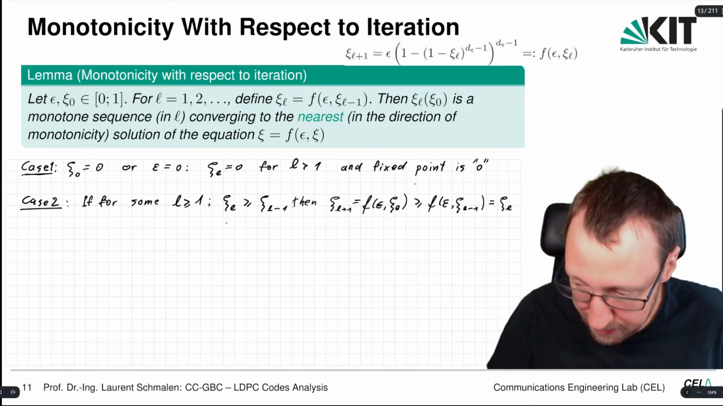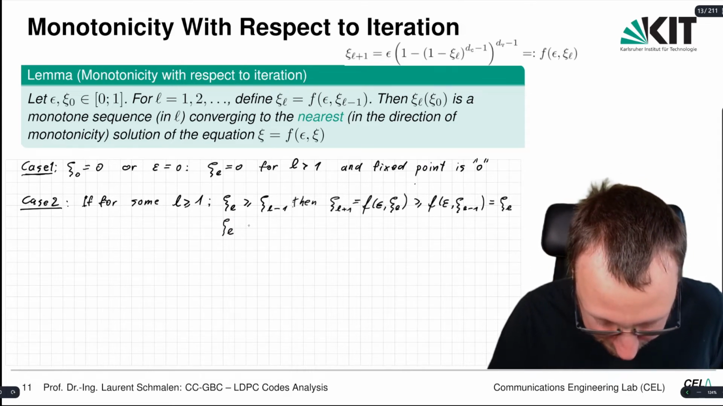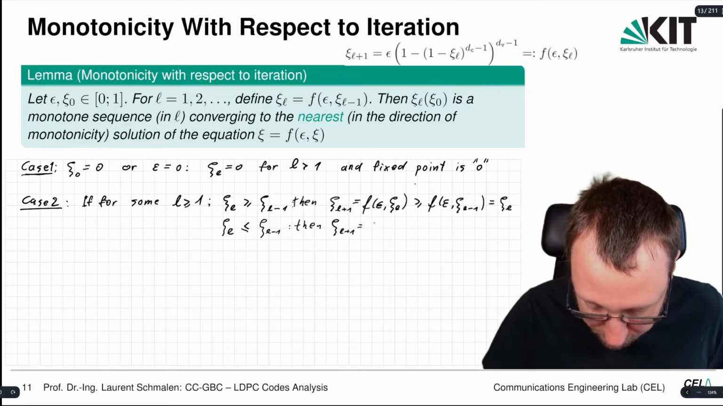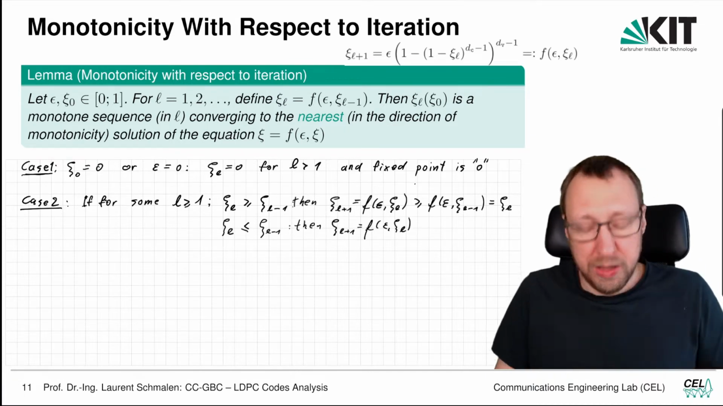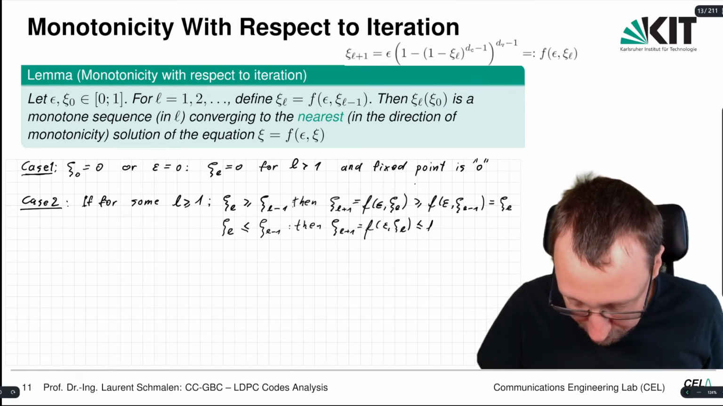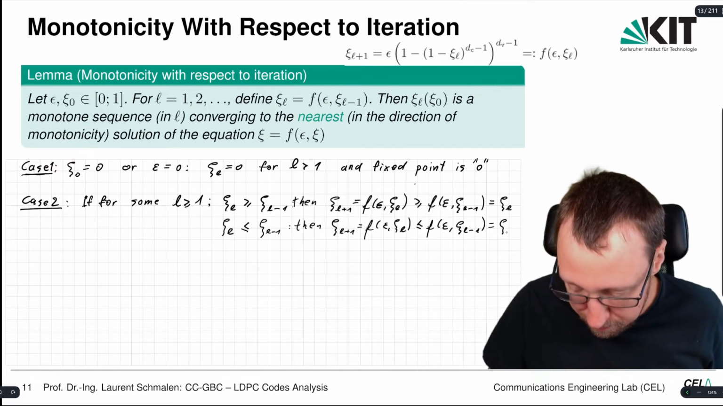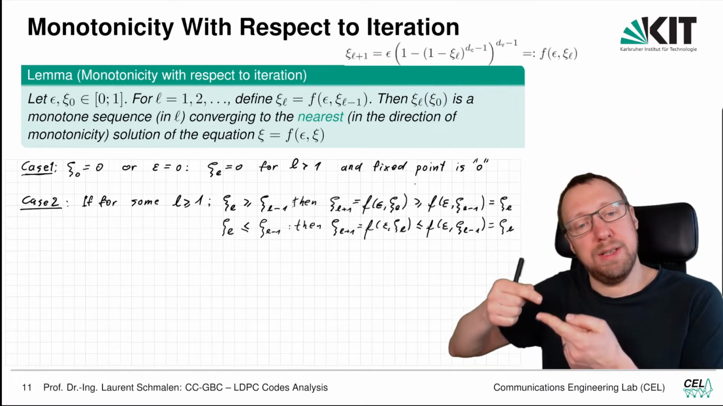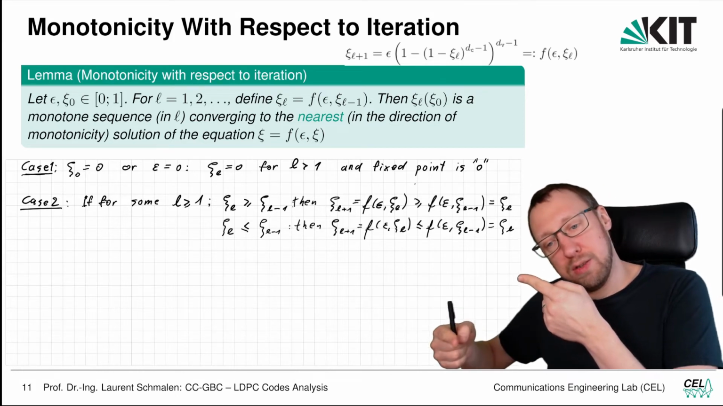So now let's take a look at C_l being smaller. If C_l is smaller or equal than C_{l-1}, then C_{l+1} is equal to f of epsilon C_l. And now because of monotonicity, this is smaller or equal than f of epsilon C_{l-1}, which is equal, by definition, to C_l. So also in that case, we have a decreasing sequence. So if C_l is smaller or equal than C_{l-1}, C_{l+1} will be smaller, C_{l+2} will be smaller, and so on.